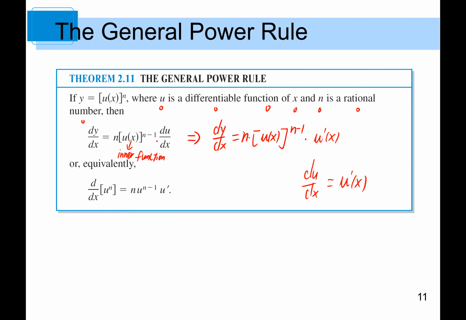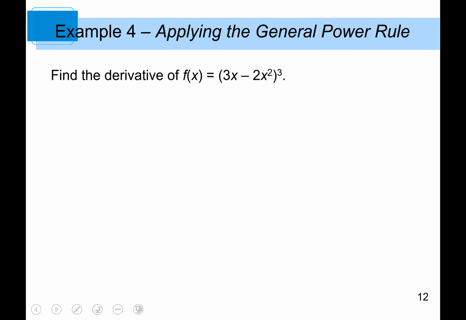To put it in a simple form, you just write u to the n, and the derivative of that equals n times u to the n minus 1 power times u prime, multiplied by the derivative of the inner function.